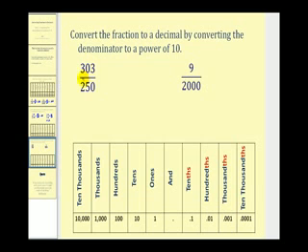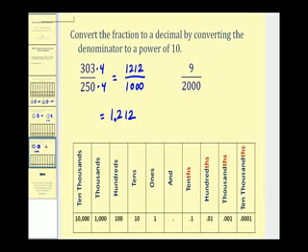Here we have 303 over 250. So we do have to be able to recognize that if we multiply this by 4, we would have 1,000, which is a power of 10. So we'll do the same to the numerator. This will give us 1,212 in the numerator, and our denominator is going to be 1,000. So if we have the thousandths place value, we're going to have 3 digits to the right of the decimal point. So we'll go ahead and write down our numerator, 1,212, and to have 3 digits to the right of the decimal point, we'll have to have the decimal point right here. So this fraction is equal to 1.212.